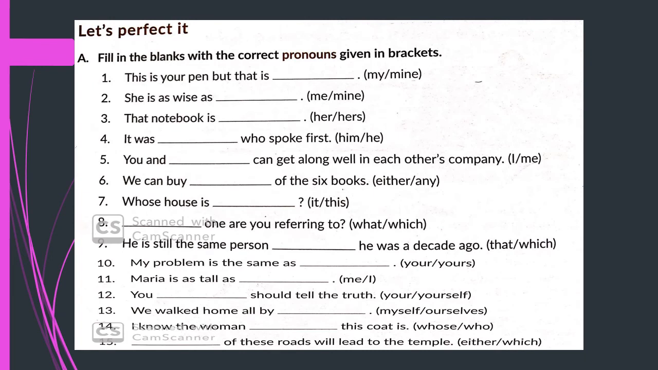Coming to the additional exercises, fill in the blanks with the correct pronouns given in brackets. This is your pen, but that is mine. Possessive pronoun. She is as wise as me. Personal pronoun. That notebook is hers. Again, possessive pronoun. You're going to similarly complete the rest of the exercises till 15.